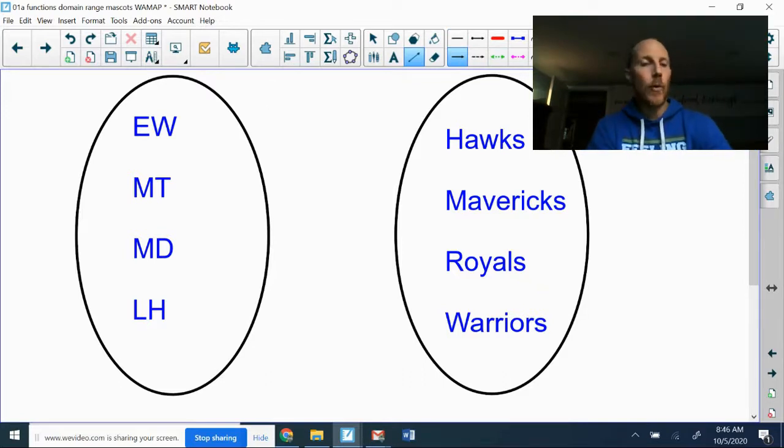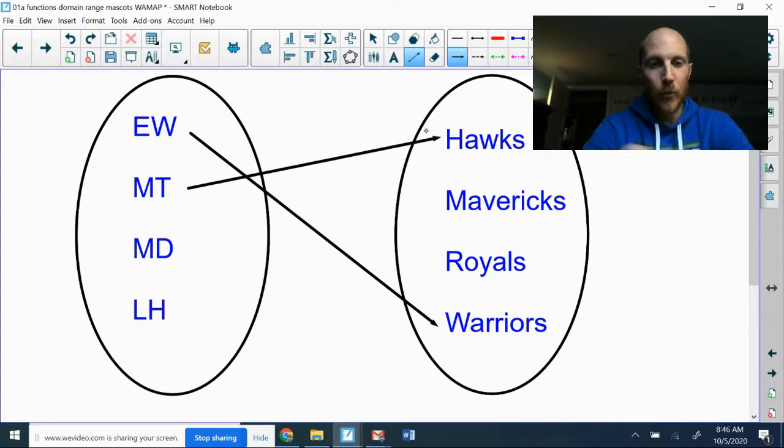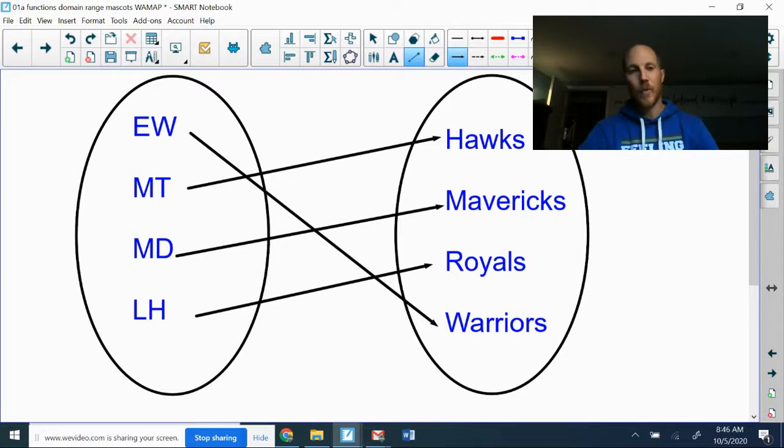So here are four high schools in our school district: Edmonds, Woodway, Mountlake Terrace, Meadowdale, and Linwood. And in the output bubble over here, I've got their mascots. So if we just match these up, Edmonds Woodway is the Warriors, Mountlake Terrace, of course, were the Hawks, Meadowdale is the Mavericks, and Linwood is the Royals. Okay, so in this mapping diagram, each school is matched with one mascot.